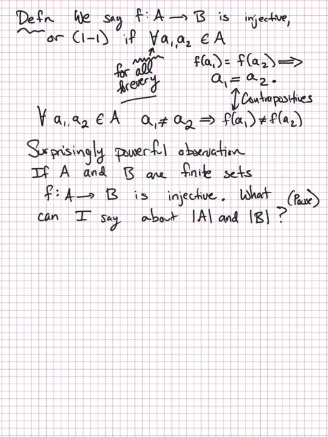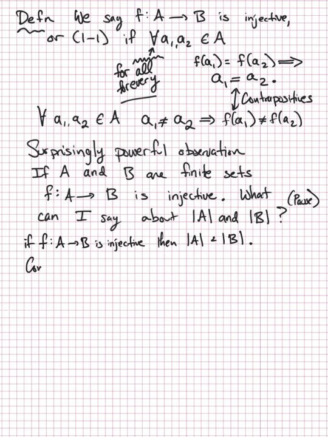So the conclusion that you can reach is that if f from A to B is injective, then the cardinality of A is strictly less than the cardinality of B.